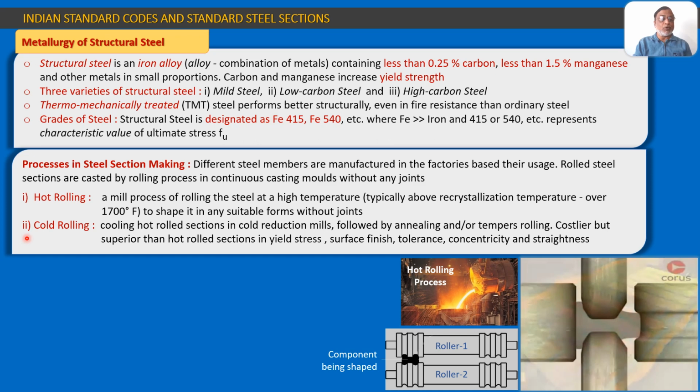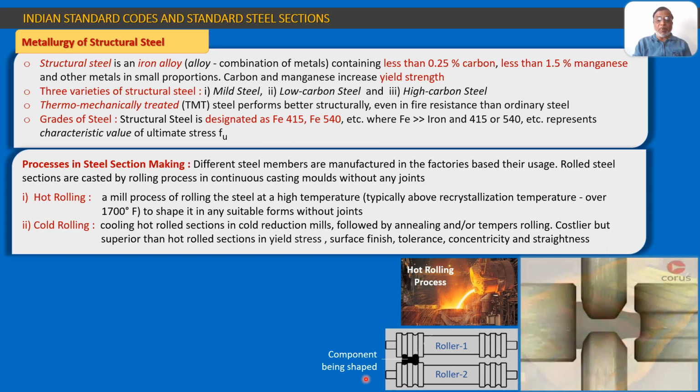Now, the second type of process is called cold rolling. Cold rolling is the process of cooling already hot rolled sections in cold reduction mills, followed by the process of annealing and temper rolling. This cold rolling is costlier as compared to hot rolling, but the cold rolled sections are superior to the hot rolled sections in yield stress, in surface finish, in tolerance, in concentricity, and in straightness.